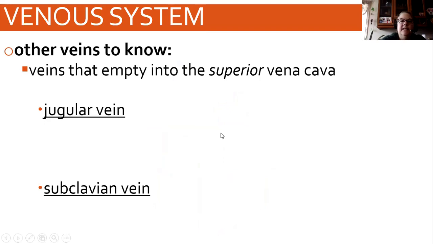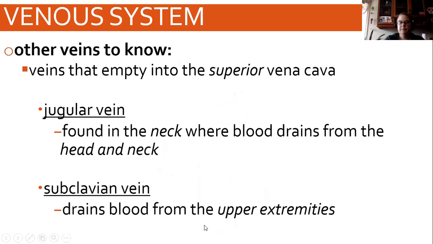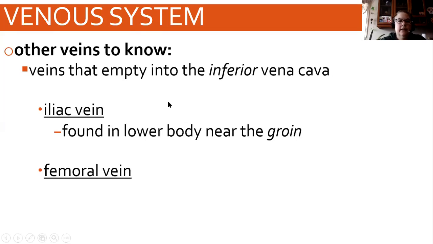The veins that empty into the superior vena cava, the top part of the body, would be the jugular vein, found in the neck, where the blood drains from the head and neck. And then the subclavian vein drains blood from the upper extremities. Anything that's been deoxygenated coming back is going to go into the subclavian vein, which I'm going to find right here.